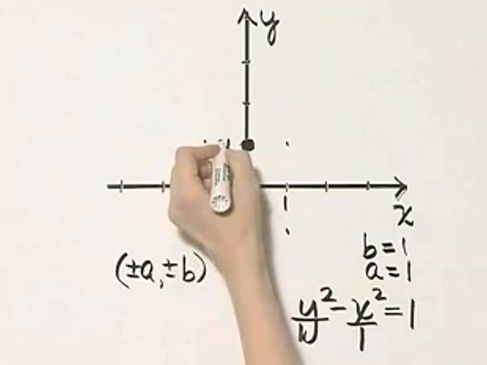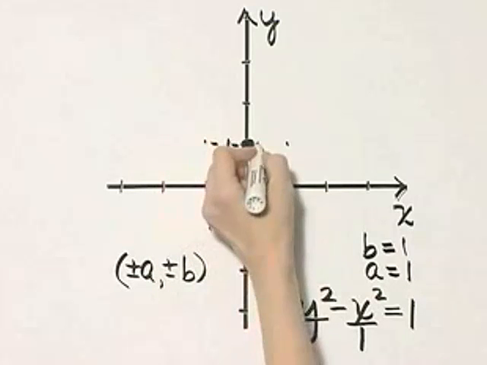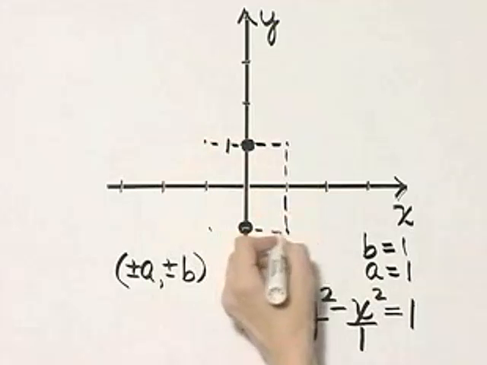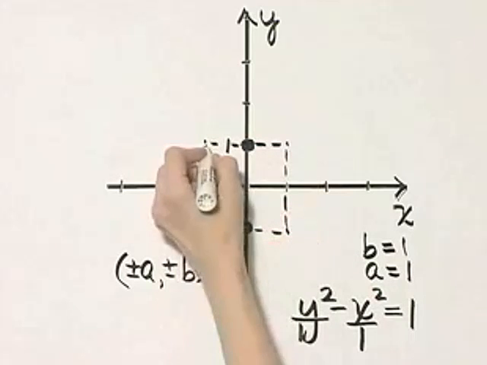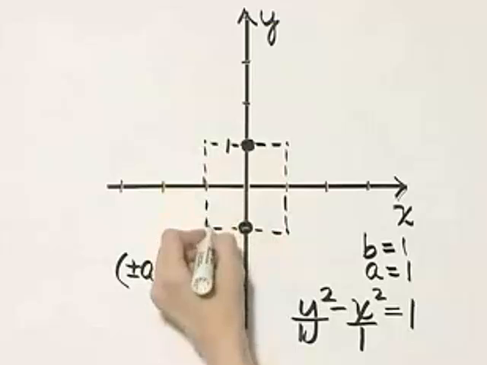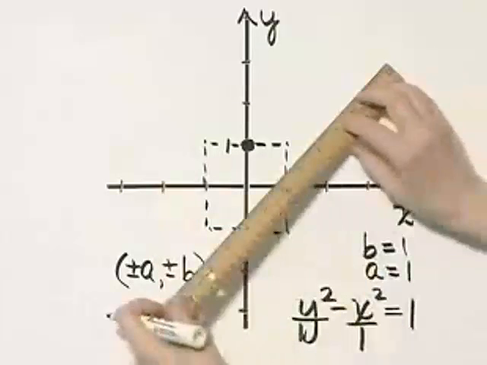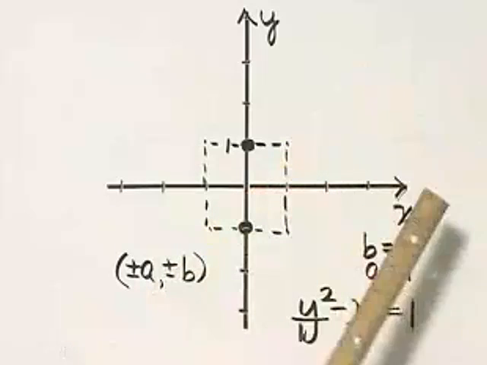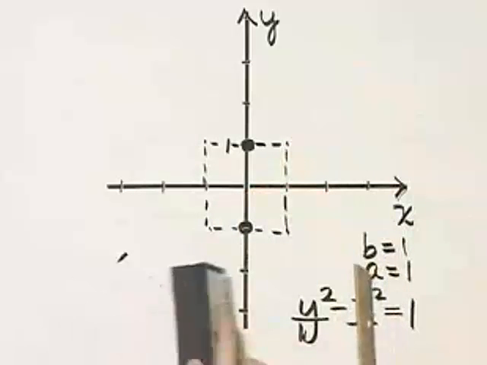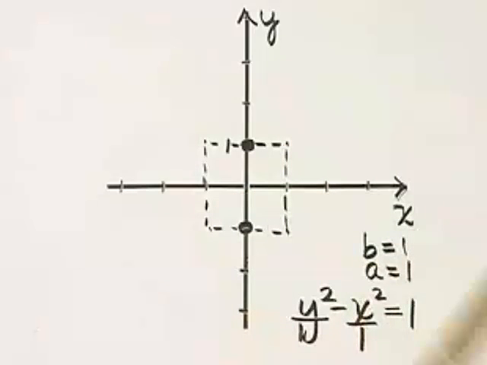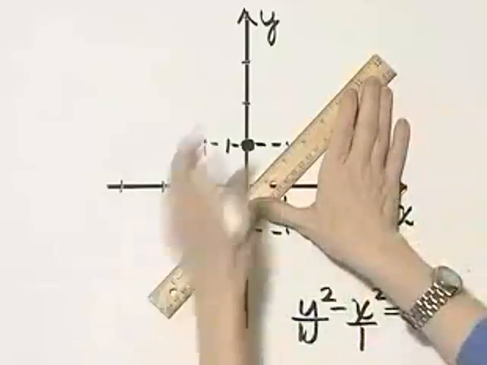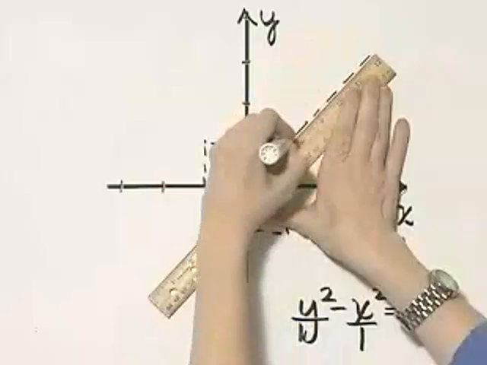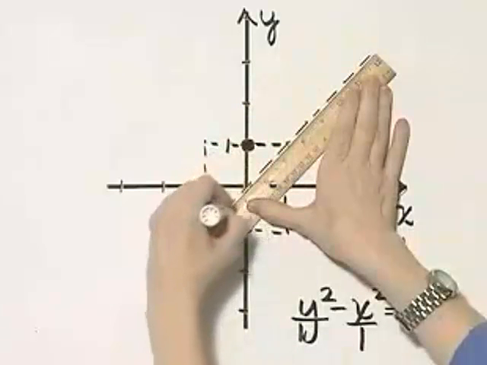Now I'll just dash these in so you can see the rectangle formed, and then the asymptotes are formed by drawing the extended diagonals of the rectangle. So I'm drawing in extended diagonals of this rectangle. Here's one diagonal of the rectangle. I'm dashing it in because it is an asymptote. It's not a part of the graph. It will just help me graph.